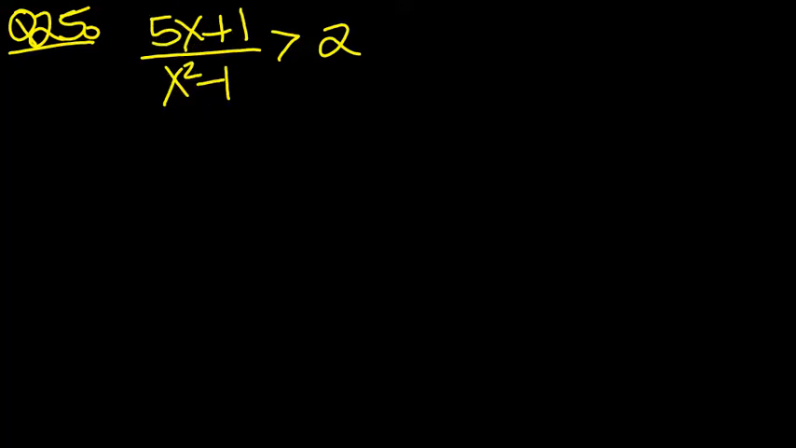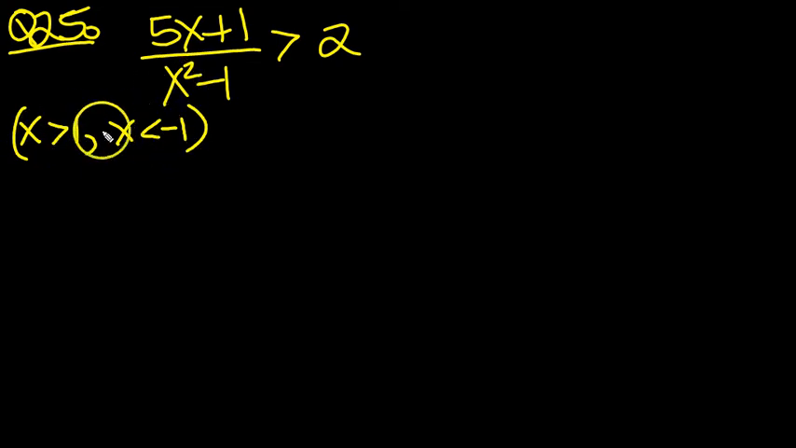5x plus 1 over x squared minus 1 is greater than 2. Again, we want to swing this up, but we can't just swing it up without taking into account whether it's positive or negative. We know that when x squared is greater than 1, this denominator will be positive. So that means x needs to be greater than 1, or x needs to be less than minus 1, doesn't it? Both of those, when squared, will give a number bigger than 1.